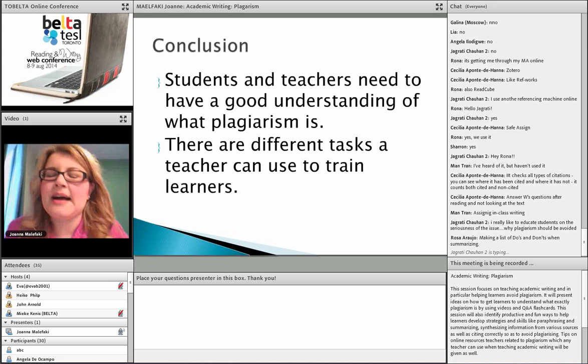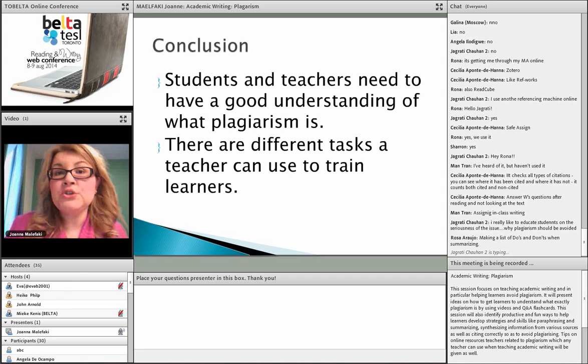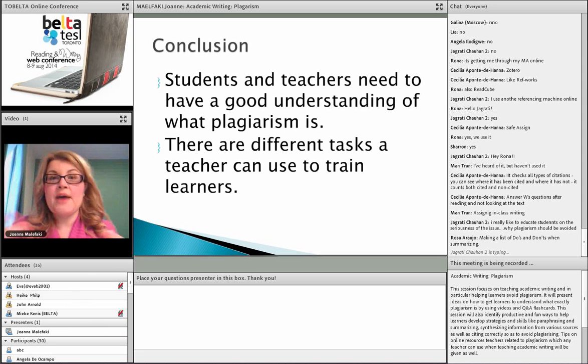A list of dos and don'ts. Yes, this could be part of researching plagiarism, like what you can do when you are quoting, what you can do when you paraphrase or summarize, and what you shouldn't do. Good idea.